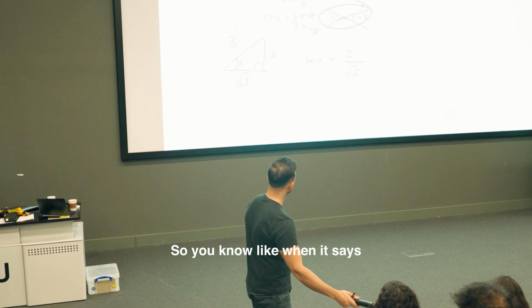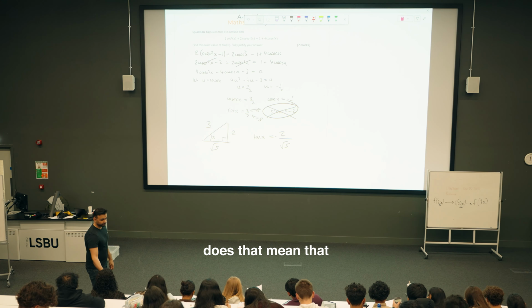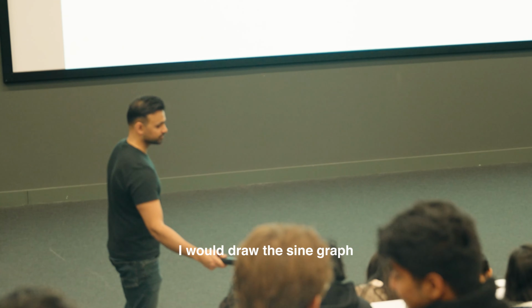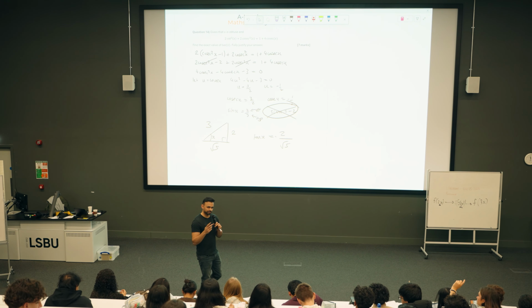So when it says obtuse or acute, does that mean I should always draw the graph to see? Let's say it was sine x is obtuse. I would draw the sine graph. Absolutely. But with sine, it's positive anyway, because between 90 and 180 it's above. But yes, always draw your graph out and check: is it below or above the axes? If it's below, it's negative.